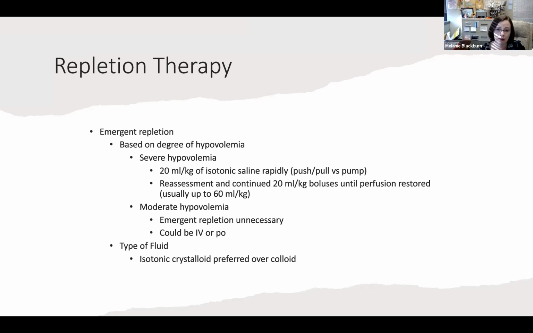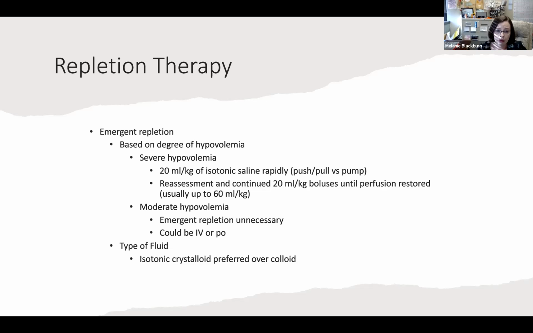So if they are severe, you're either going to be using the push-pull method, which I'll show you a video on in just a minute, or you can use a pump, and that is run wide open. Remember, in pediatric patients, we do not use pressure bags. So maybe in our adolescents and older, we can use those, but we do not use pressure bags on our smaller patients. So this will be push-pull or wide open on the pump as fast as you can run it.